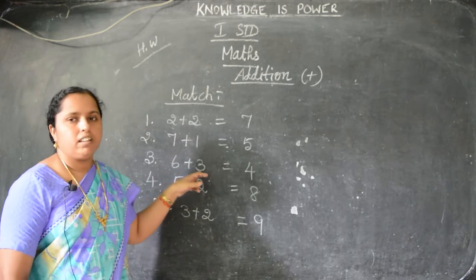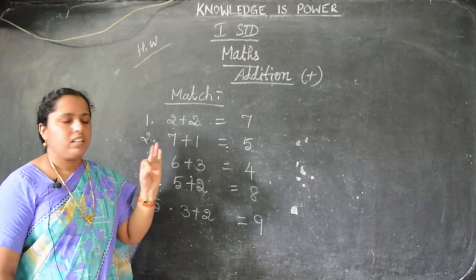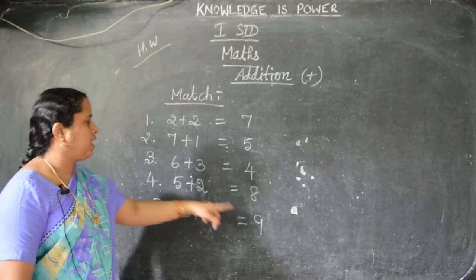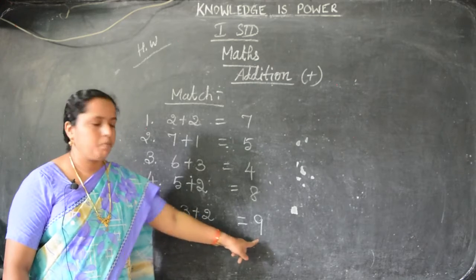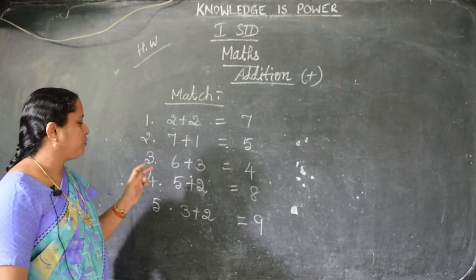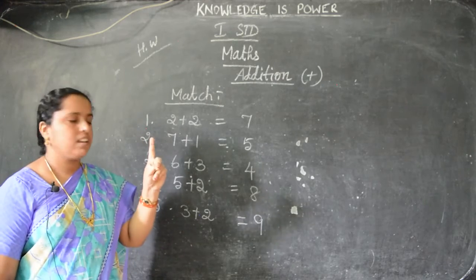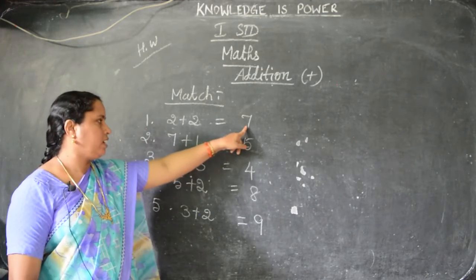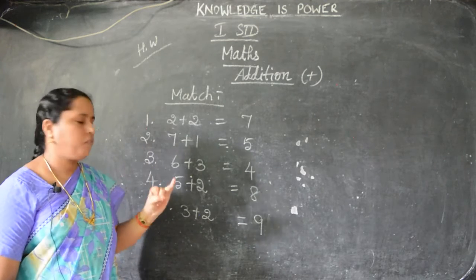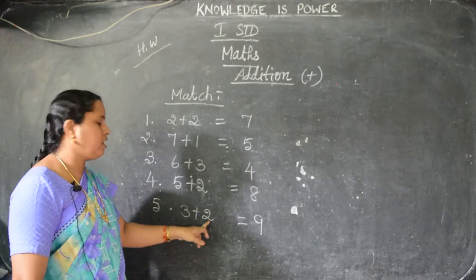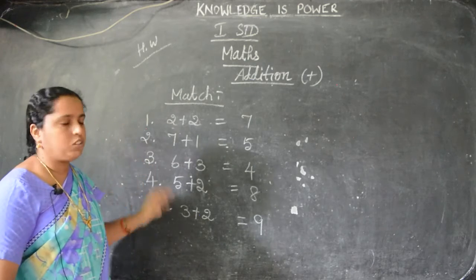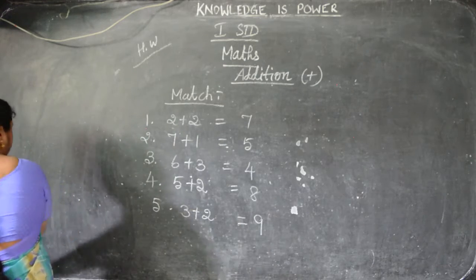6 plus 3. 6 lines. After 6, 3 lines. After 6, 7, 8, 9. So 9. Where is 9? 9 is here. Here you should match. Next 5 plus 2. 5. After 5, leave 2 fingers. After 5, 6, 7. So 7 is here. You should match here. 3 plus 2. After 3, 4, 5. 5 is here. Should match here. 5. Understand, children? This is the homework. You should match. Next.